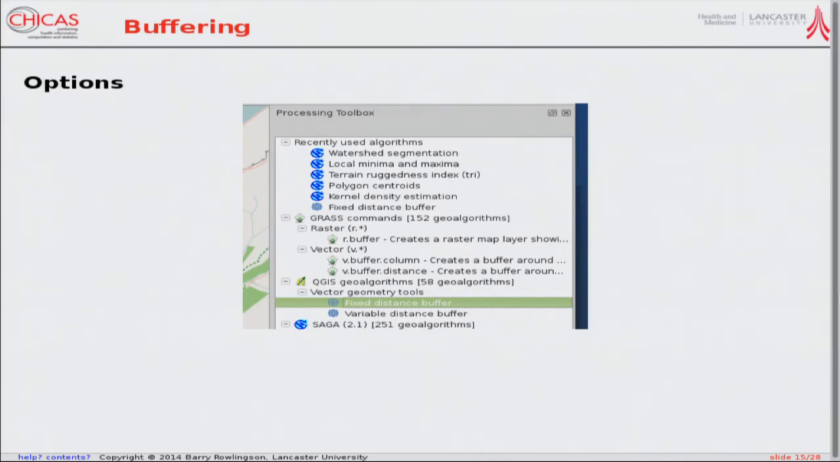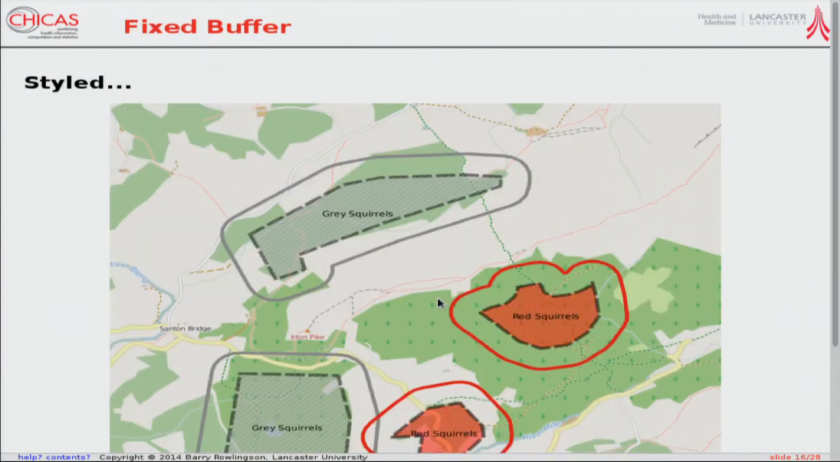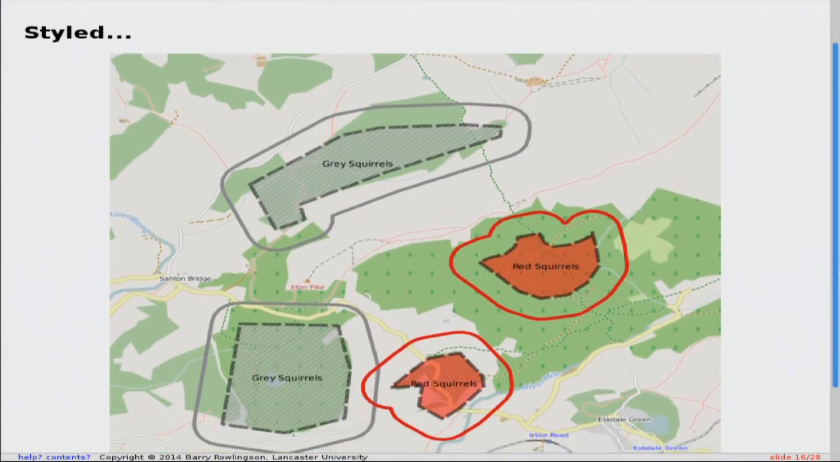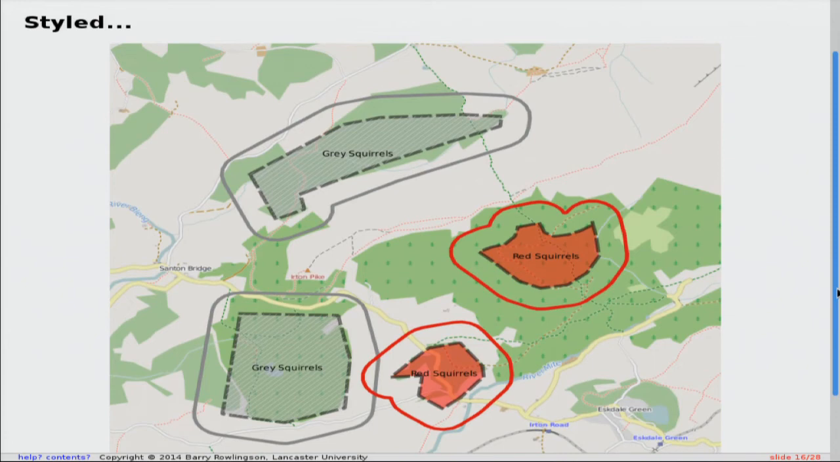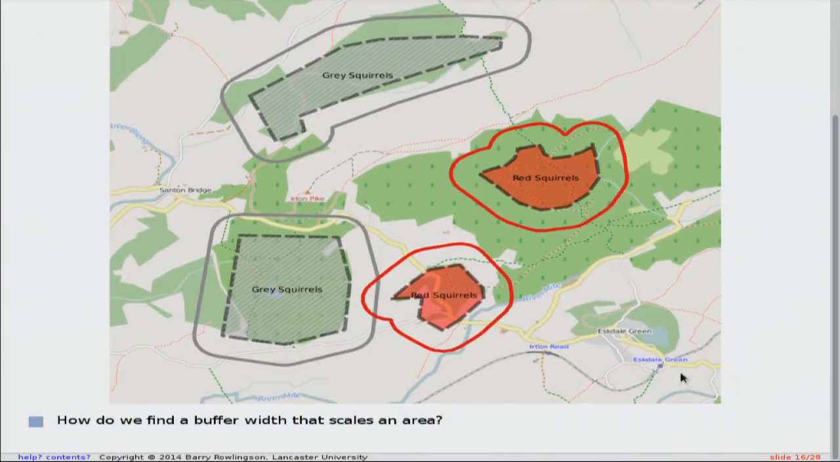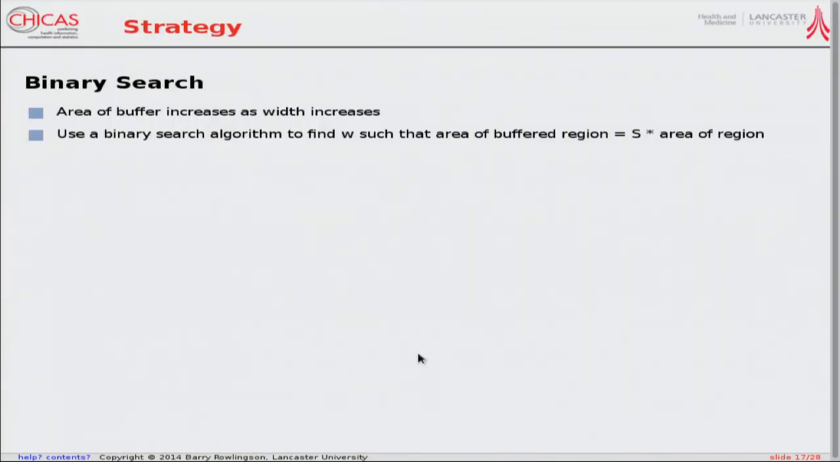Now, QGIS has a whole toolbox, including GRASS functions, SAGA GIS functions, all integrated within it. And it's got its own little set of buffer functions. So you can draw a fixed distance buffer around each region if you want and see if they overlap. But that's a fixed distance buffer. That's not scaling the area up. We want to find a buffer width that scales the area. And since the area of a buffer region strictly increases as the buffer width increases, we can do a binary search algorithm until we find a buffer that multiplies the area by 3.